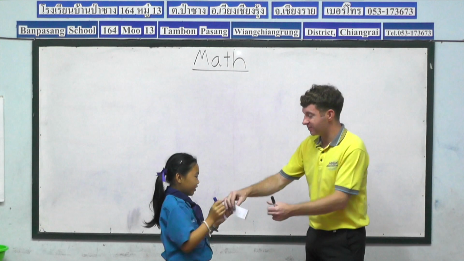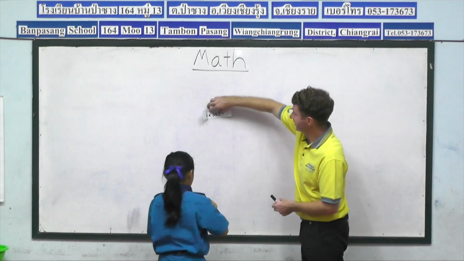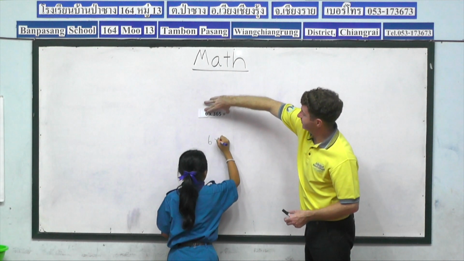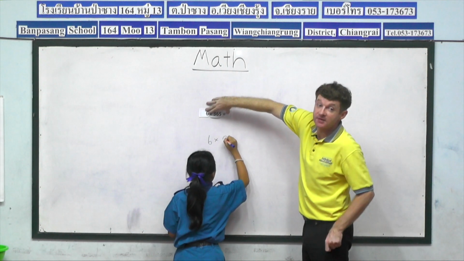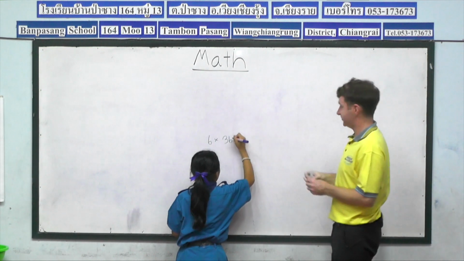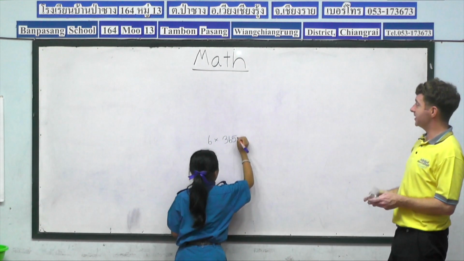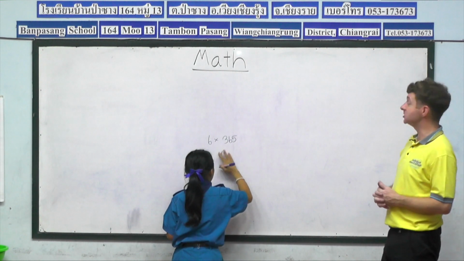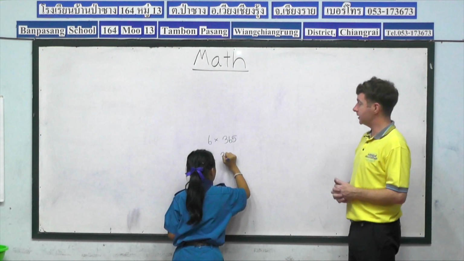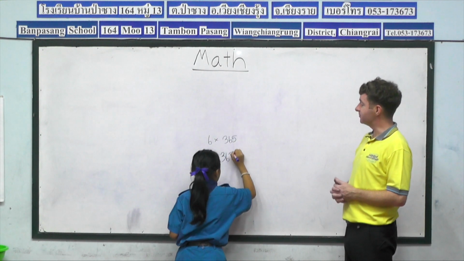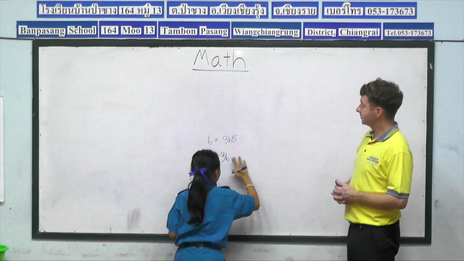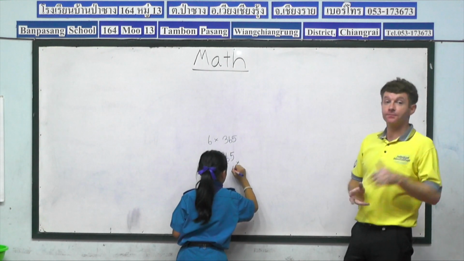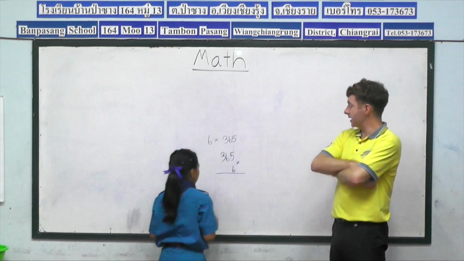Okay, so first of all, let's write our sum on the board. 6 times 365. Perfect. Well done, Nadia. So now we can do our multiplication table. 3, 6, 5 times 6. Okay, so now we're ready to begin.